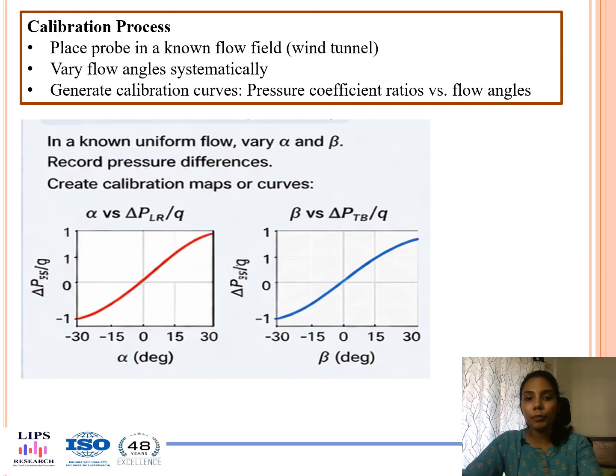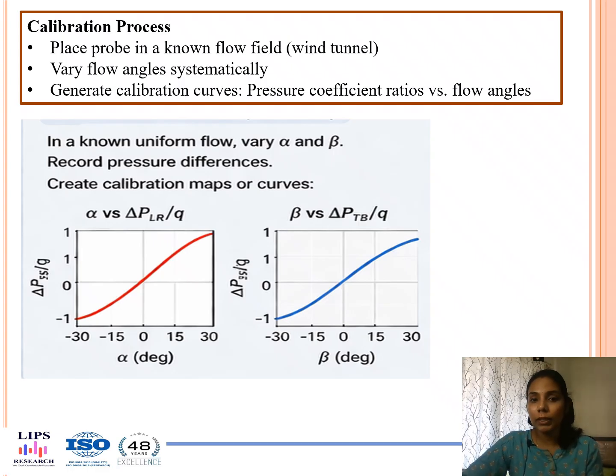Moving on to the calibration process. Calibration is very important for any instrument. Once we talk about the calibration process of our four-hole flow analyzer, first the probe is placed in a controlled flow field, typically inside a wind tunnel. In this setup, the flow properties such as velocity and direction are already known with high accuracy. Now we will start varying the flow angles systematically. This means we can change the yaw as well as the pitch angles in a controlled manner, step by step, so that the probe experiences different flow directions.